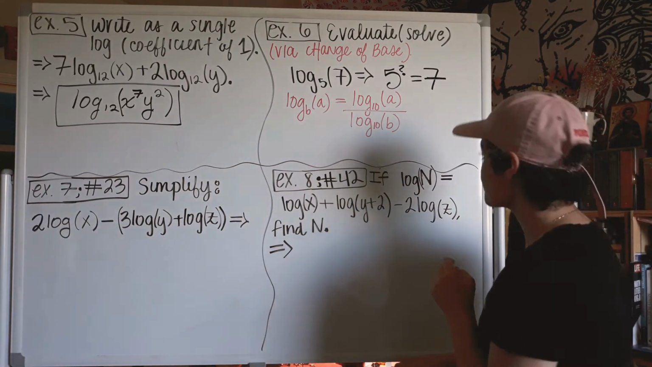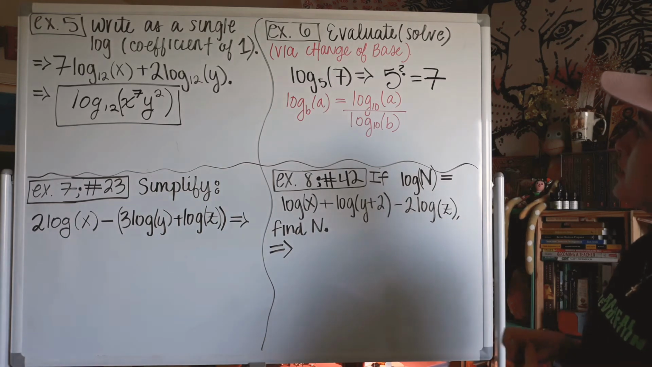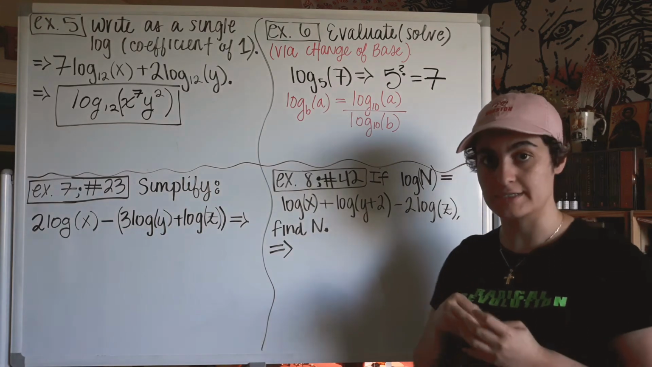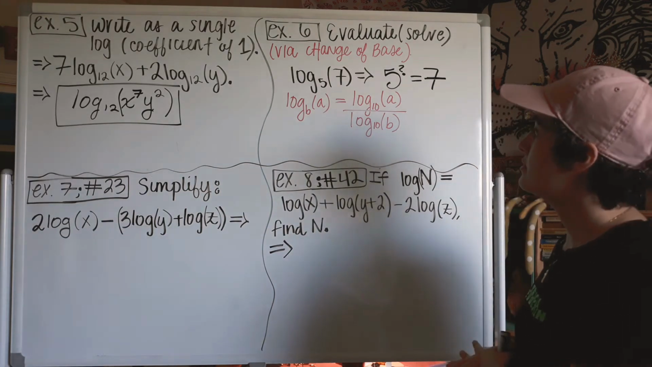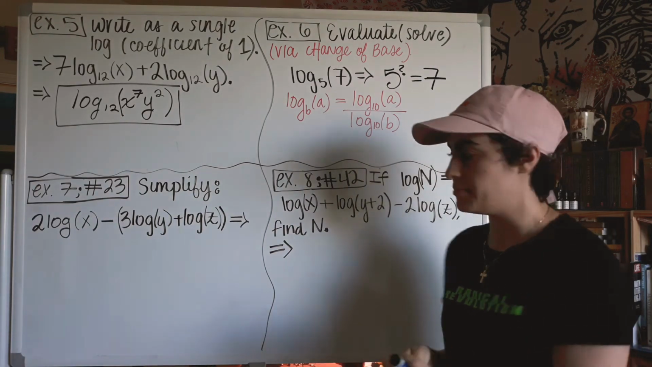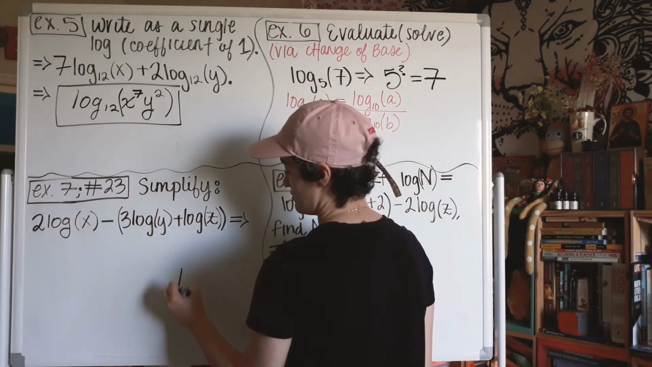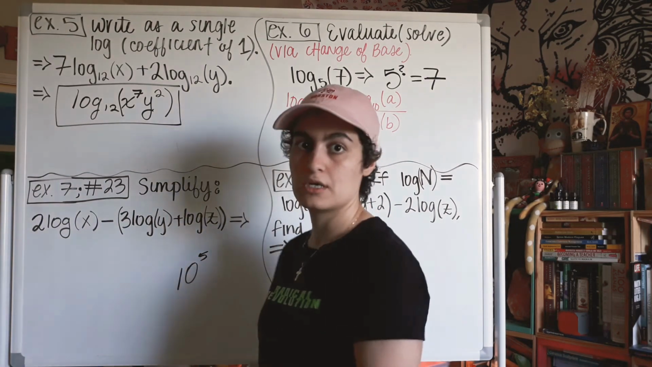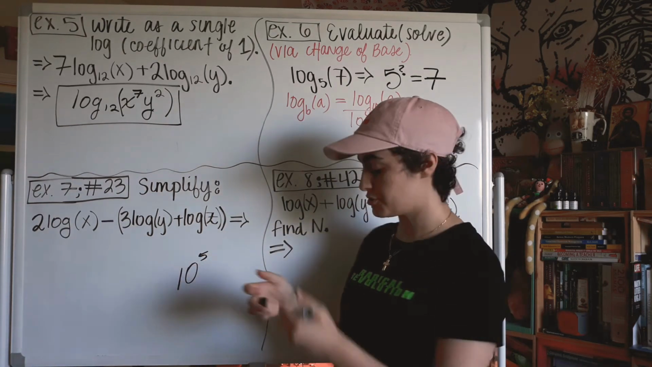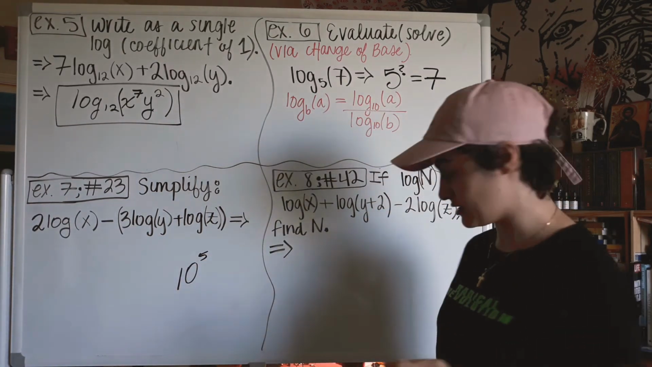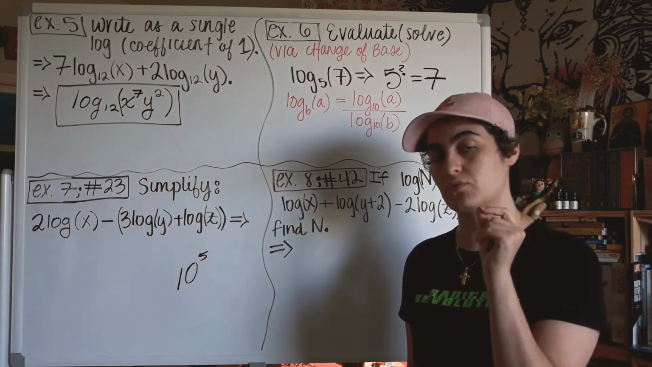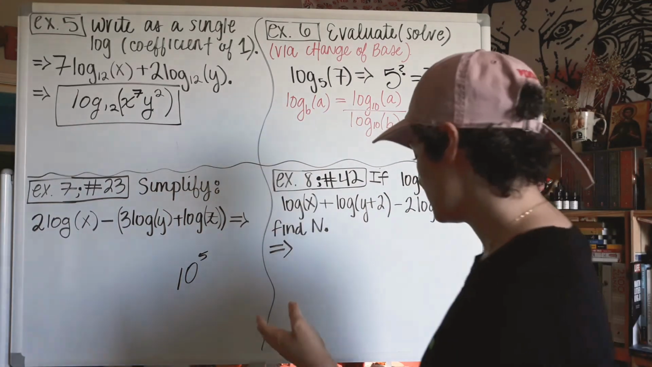So now, let me actually explain why 10 is so important. 10 as the base is really nice because 10 to the 5th power, all you do is attach that many zeros to 10. So 10 as a base is really handy, and there's a setting on the calculator for it. It's called the common base.